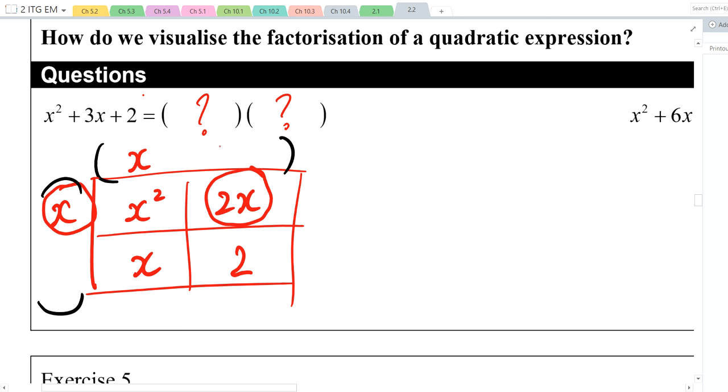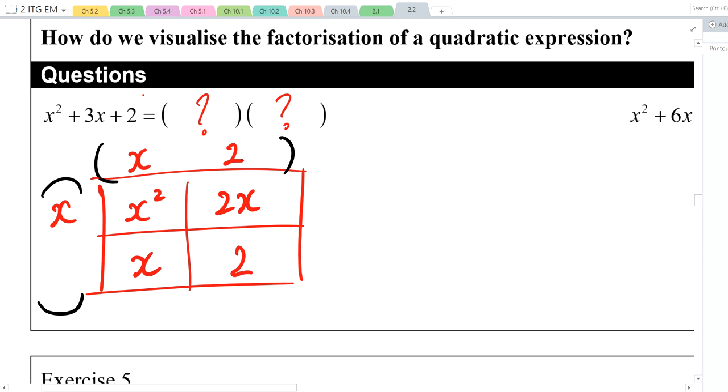You must remember that the numbers in the boxes, they come by multiplication. One from the top, one from the side. Must always remember that. So this must be 2. Now, if this is 2 and this is 2, what must this be? It must be 1, yes.